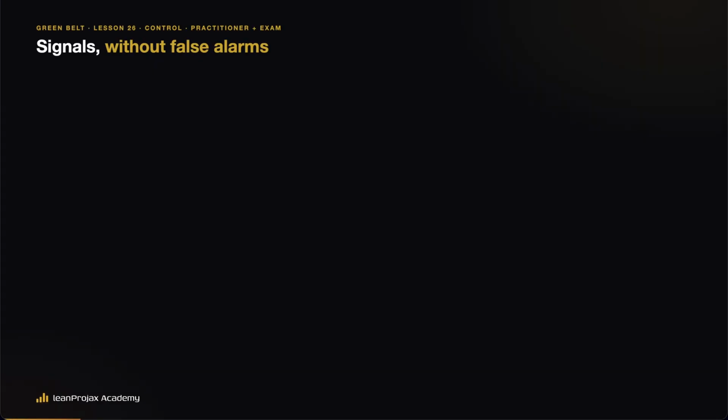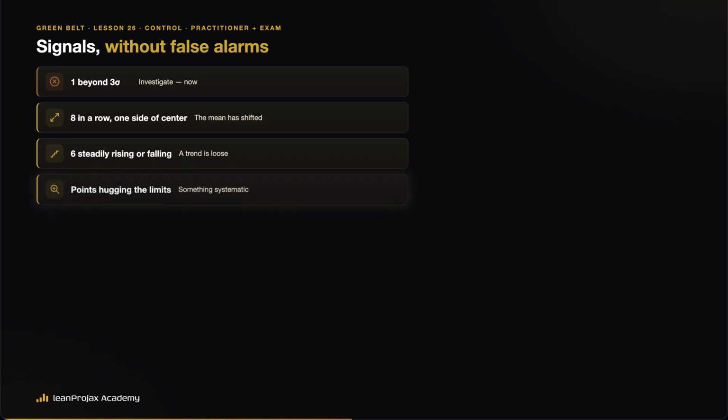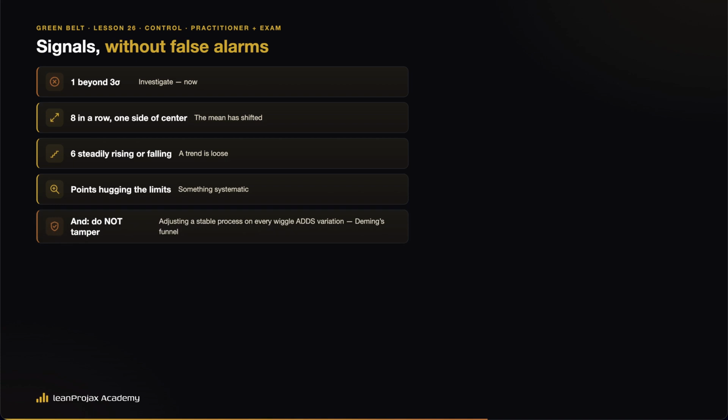Reading signals without false alarms. The big 4, 1 point beyond 3 sigma. Investigate. 8 in a row on one side of center. The mean shifted. 6 steadily rising or falling. A trend. Points hugging the limits. Something systematic. And the discipline that separates belts from meddlers, do not tamper. Adjusting a stable process on every wiggle ADDS variation. Deming proved it with a funnel. Signals get action, noise gets left alone.